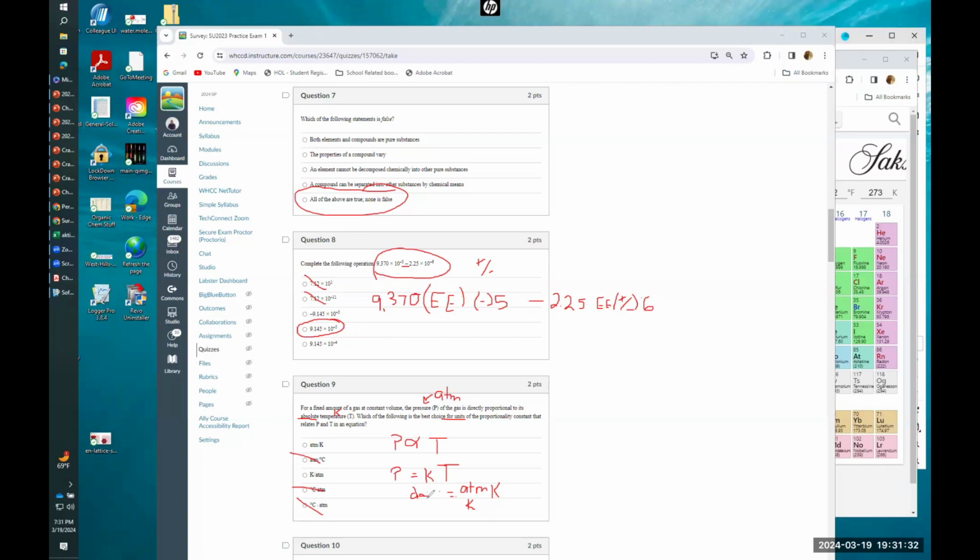ATM over K. That's right. So it's going to be ATM over K, right? Because if it's the other way, we get K squared. We don't get rid of K. So we want to be able to get rid of K to get our ATM. So we know that our constant has to be ATM over K. Does that make sense? Yes. Yeah.